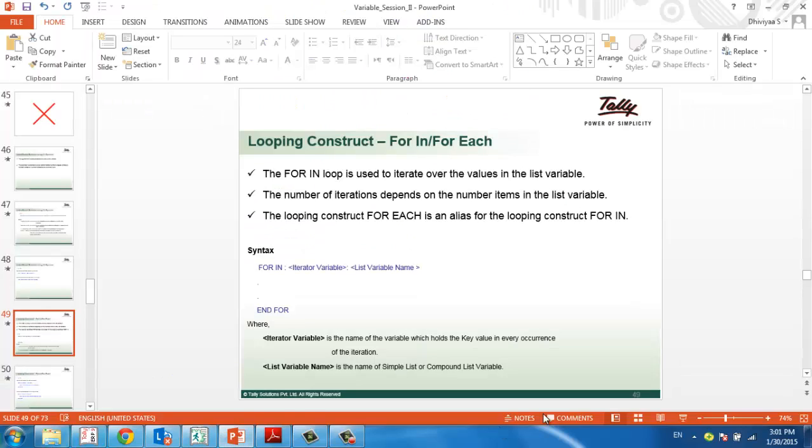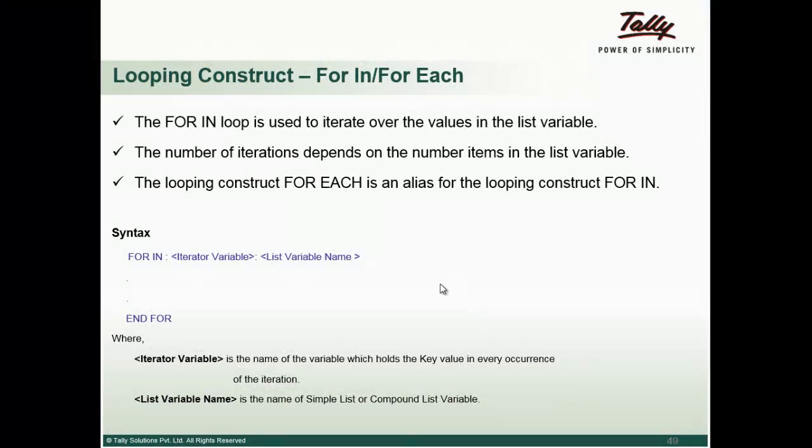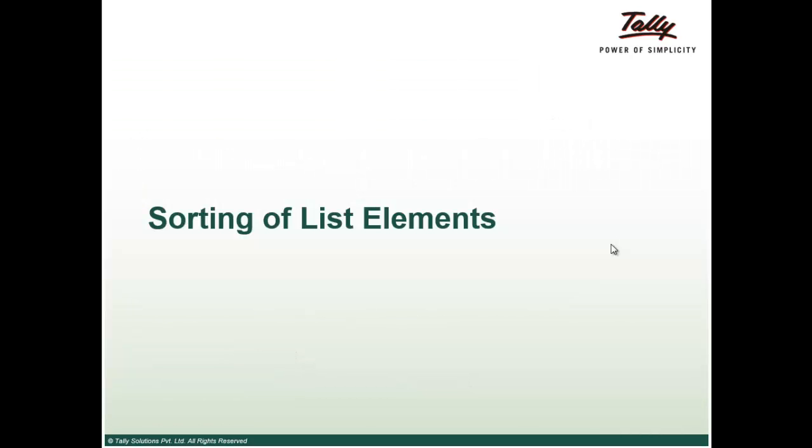So now let us go to the next part. The next topic is sorting of the list elements. The default sort order of the elements in a list variable is the order in which you insert the elements; the same order will be there in the list variable. So the default sorting order of elements in a list variable is the order of insertion. Now let's see how we can change this sorting order with the help of different actions.